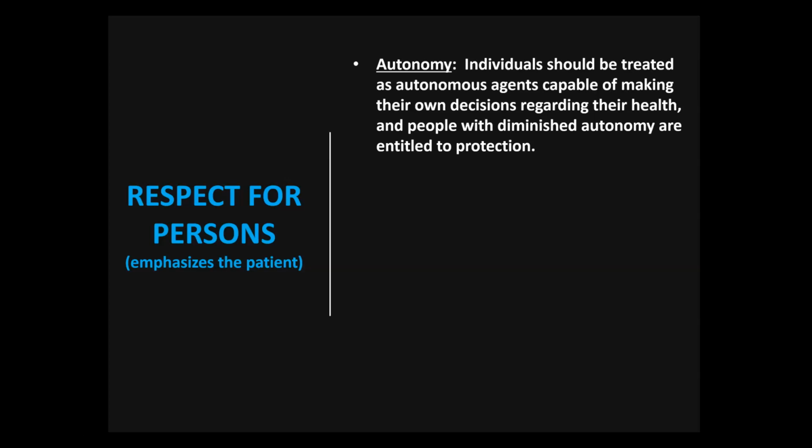Like autonomy. Individuals or patients should be treated as autonomous agents capable of making their own decisions regarding their health. And people with diminished autonomy are entitled to protection. So diminished autonomy, for instance, would be children, the elderly sometimes, people who can't be held responsible or cannot be fully responsible for their medical decision making. Right? So they're entitled to protection, and individuals otherwise should be treated as people who can make their own decisions regarding their health and welfare.